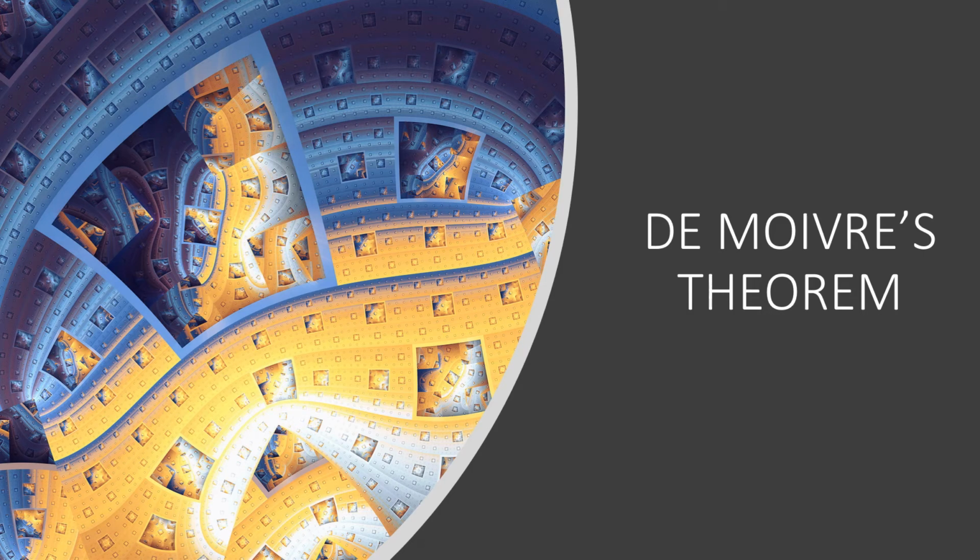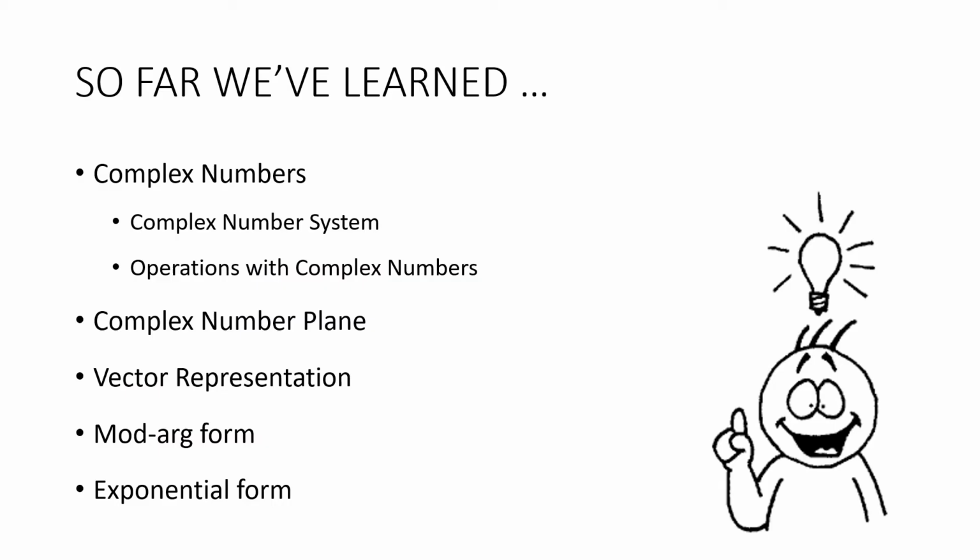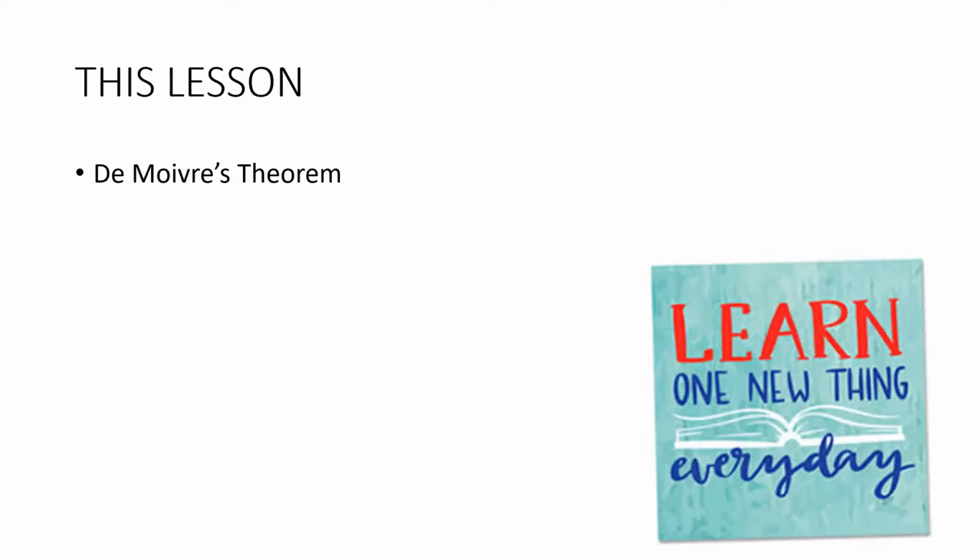Hi everyone, this is the third video for complex numbers, and in this video we're going to look at de Moivre's theorem. So far in this topic we've learnt about complex numbers and what they are, and operations with complex numbers. We've looked at the complex number plane and vector representation, and then we looked at mod-arg form or polar form and exponential form. In this lesson, just one thing, de Moivre's theorem.